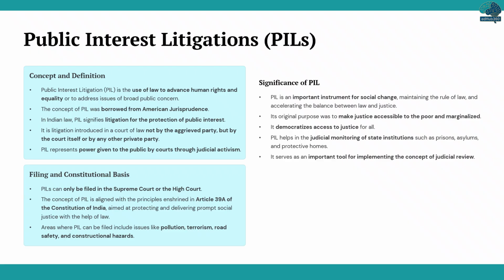PILs can only be filed in the Supreme Court or a high court, and their concept aligns with Article 39A of the Indian Constitution, aiming to deliver prompt social justice. They can address a wide range of issues, from pollution and terrorism to road safety and construction hazards. The significance of PIL is immense. It's a vital instrument for social change, maintains the rule of law, and makes justice accessible, especially to the poor and marginalized. It also helps in judicial monitoring of state institutions and serves as an important tool for judicial review.